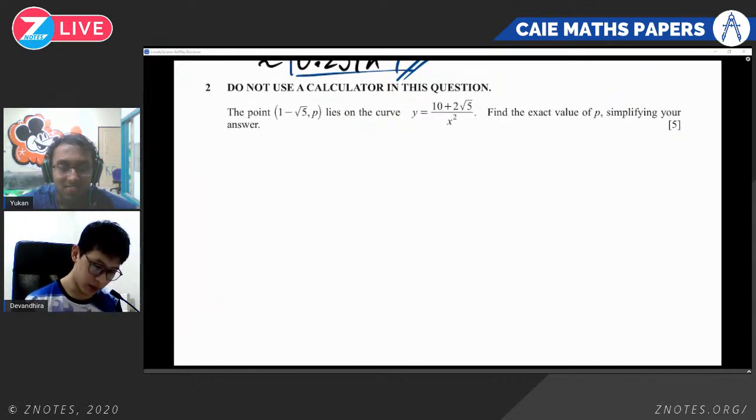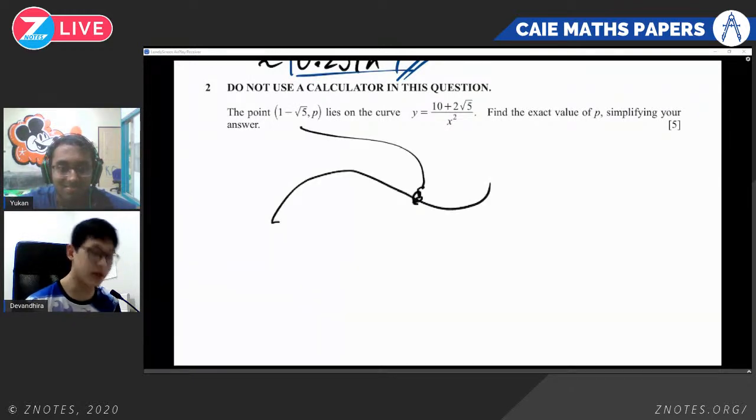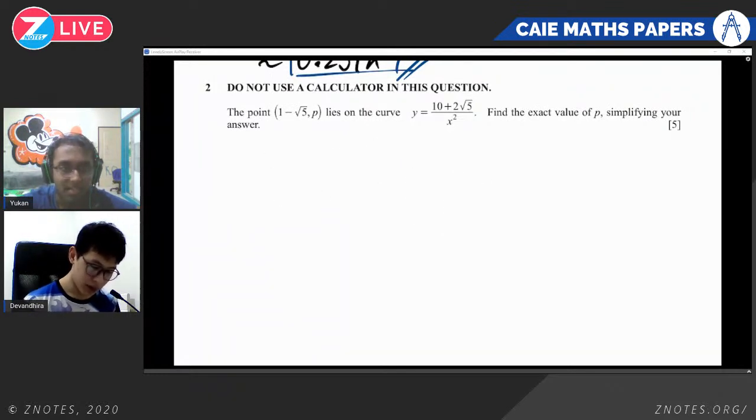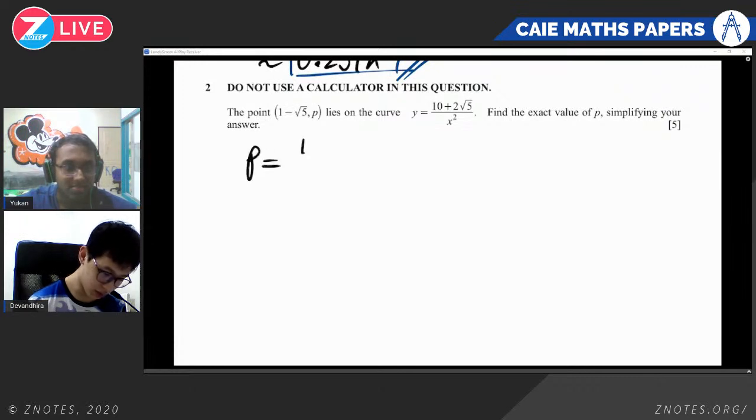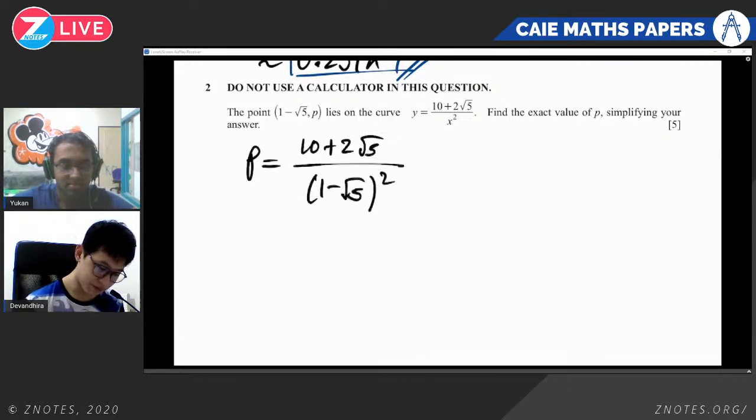It says that this point lies on the curve of this equation. That means if you draw a curve, this point has to be somewhere on it, maybe here or here. Is that correct? That means if I put x as 1 minus root 5, the y will be p. Agree? Correct. All right. That means you just have to plug it in. p is equal to 10 plus 2 root 5 over 1 minus root 5 squared. Sorry, make sure to copy everything correctly.